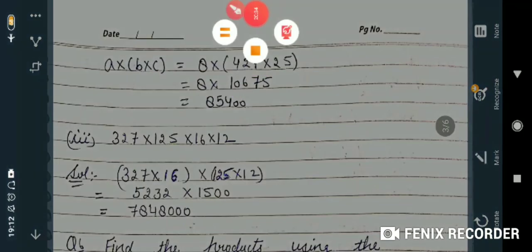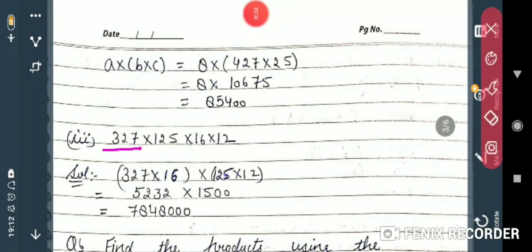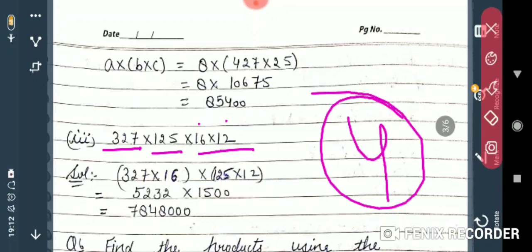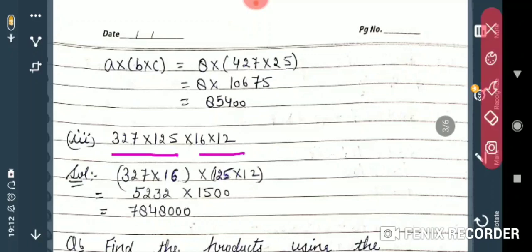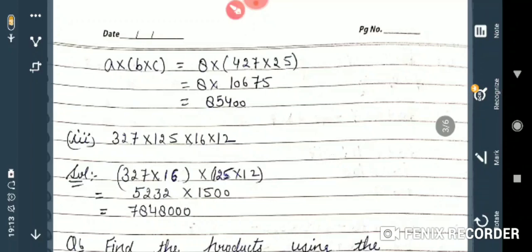Now, the next question is 327 multiply 125 multiply 16 multiply 12. Just see now 4 numbers are there. Which property you will apply? Distributive property. So if I will take these two pairs and these two pairs, the calculation will become harder. Why? 3 digit number, 3 digit number. If I will multiply both the 3 digit numbers and both the smaller numbers, the calculation will become harder.